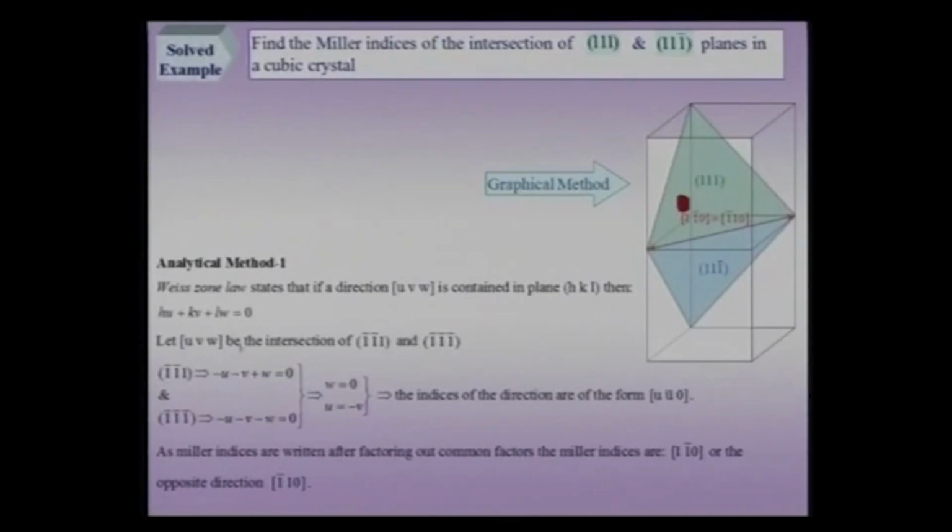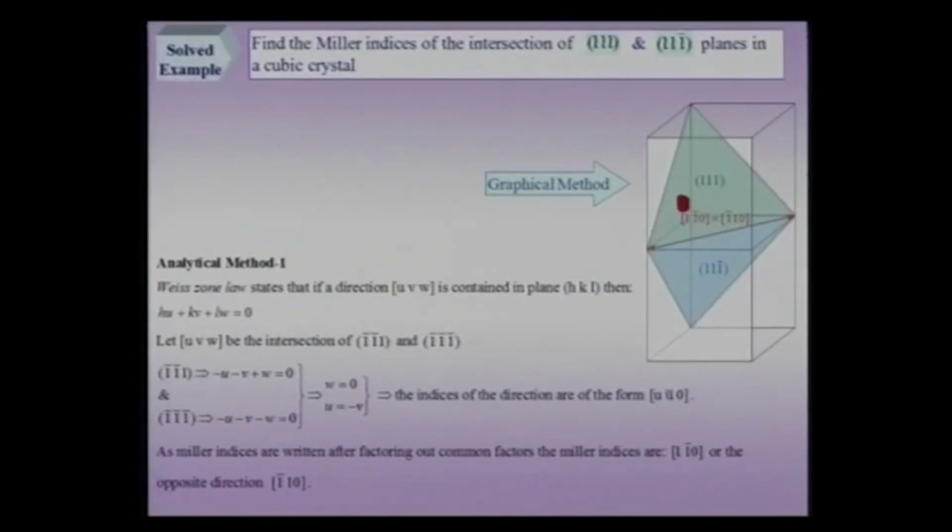So let [uvw] be the direction of intersection of the (1 bar 1 bar 1) and the (1 bar 1 bar 1 bar) plane. Of course I have just taken the negatives of these planes, which would not alter my arguments, just to make the point that sometimes I would like to consider the opposite set of planes, and whenever I am talking about planes they are always a set of planes.